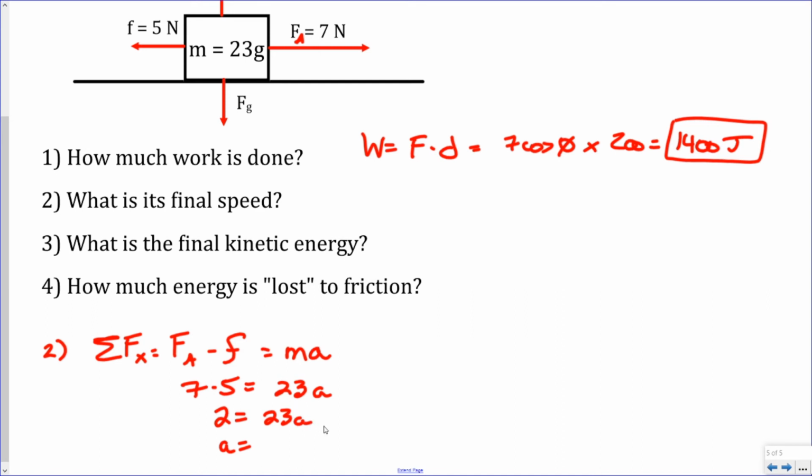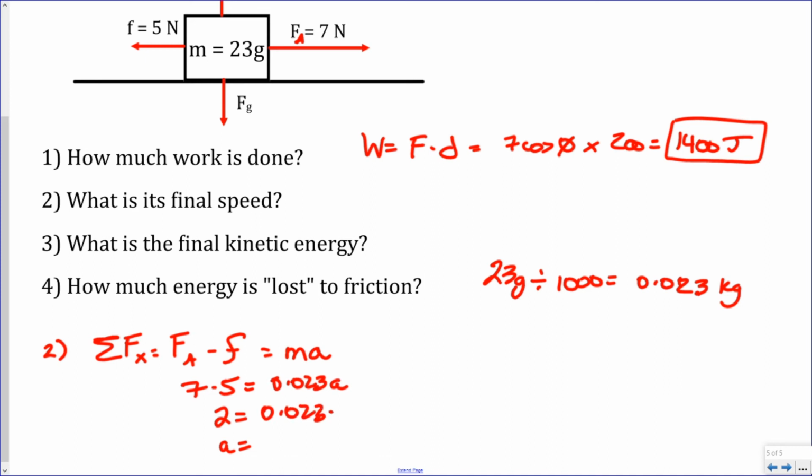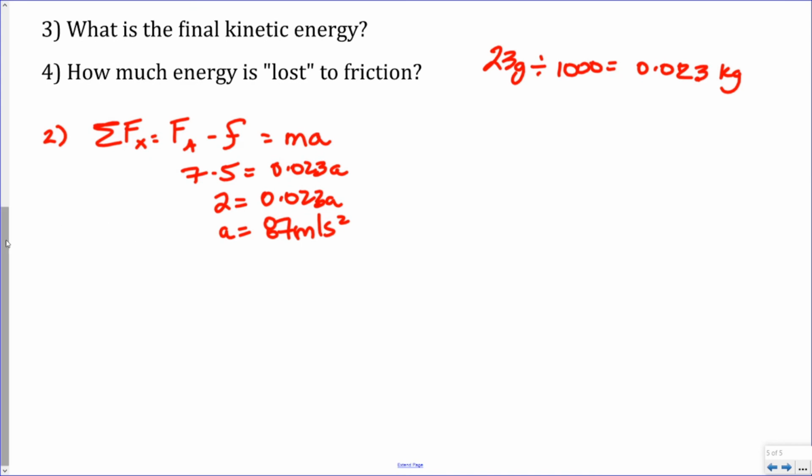Oh, I made a mistake here. This is 23 grams. So remember, we need to convert grams into kilograms. That's our base unit for mass. So 23 grams divided by 1,000 is 0.0023. No, sorry, I'm off by a decimal. 0.023 kilograms. So we have 0.023a, and when we do 2 divided by 0.023, we get 87 meters per second squared. Okay, so now we know how fast it's accelerating.